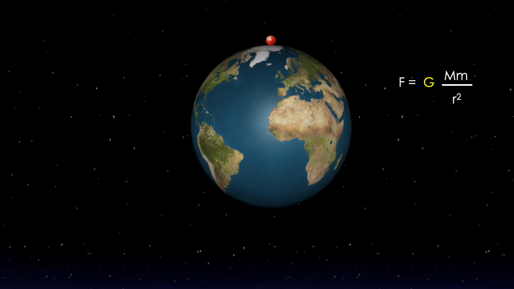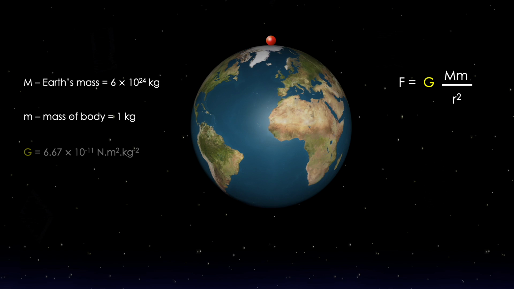Here capital M is the Earth's mass, which is equal to 6 into 10 raised to 24 kg. Lowercase m is the mass of the body, in this case it's equal to 1 kg. Capital G is the universal gravitational constant, and r is the distance from the center of the earth to the center of this body. It happens to be the radius of the earth, which is equal to 6.4 into 10 raised to 6 meters.